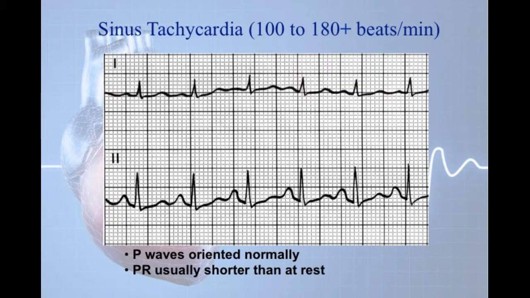Sinus tachycardia is a heart rate of 100 to about 180, no more than about 190 beats per minute. That's because the SA node won't go faster than 190 beats per minute. The common etiologies for sinus tach are normal exercise, dehydration, sepsis, fever, hypovolemia, anxiety, hyperthyroidism, and anemia.